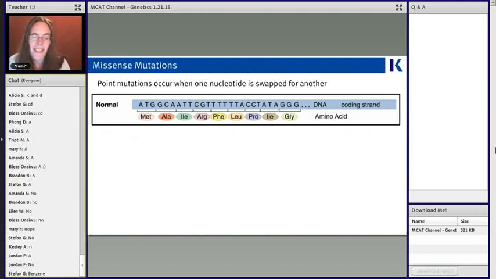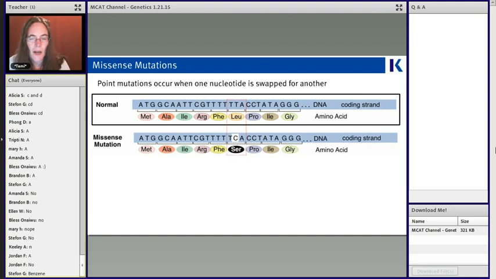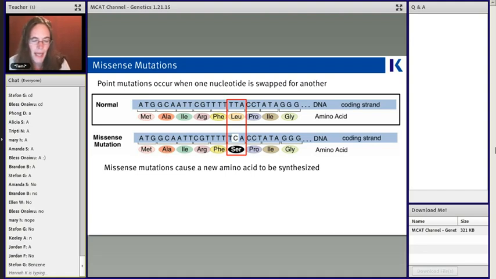The second is a missense. Missense means that I missed the mark. Okay, it's not horrible, but I missed the mark. Again, we swapped something. Here, we swapped the second one. So we swapped a T for a C. TTA is leucine, TCA is serine. This changes the amino acid, just that one amino acid. This may or may not be horrible.